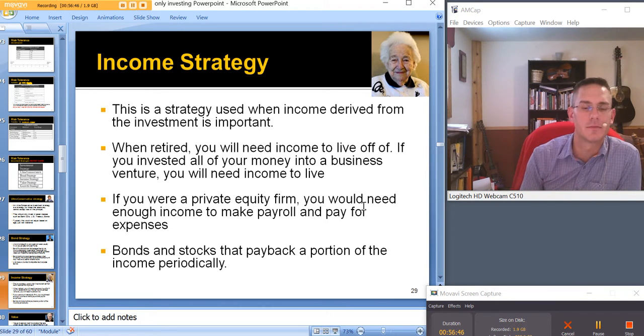Private equity firms sometimes will buy stocks and bonds in order to pay their payroll and pay for their periodic expenses. Okay. And then we have bonds. The investment strategy or assets that this person would want to buy is bonds and stocks that pay a portion of income, or dividends and coupon payments.